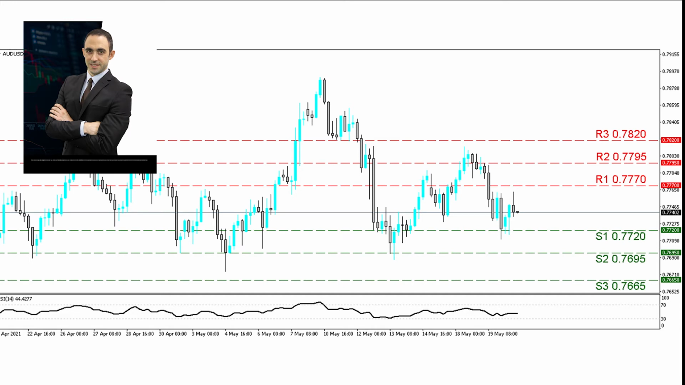For the Aussie, most of the price action in May has been sideways, mostly between our R3 0.7820 resistance and the S2 0.7695 support. However, with the latest price action bouncing off the S1 0.7720 support and heading higher, we could assume the R1 0.7770 line could become a target for the bulls. Even higher lies the R2 0.7795 resistance, which came into play from the 18th to the 19th of May.